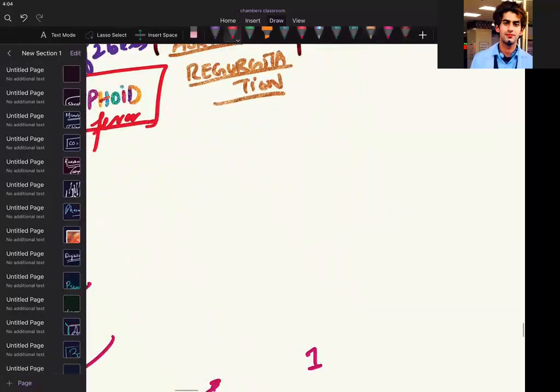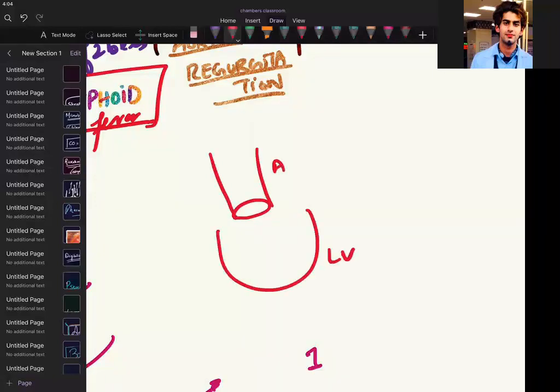If this is your valve, if I take the aorta, so let me take the aorta. So this is the ventricle. This is the left ventricle. This is the aorta. The aorta has a valve. Again, we will draw the valve. They should normally close when you are doing ventricular diastole.